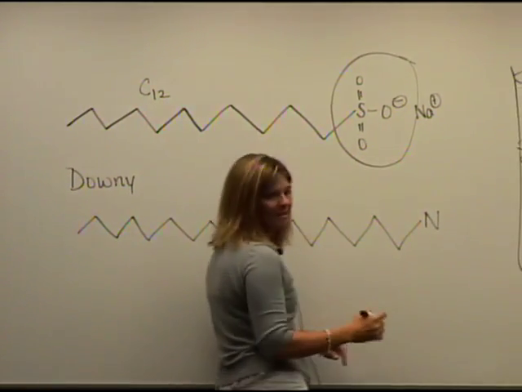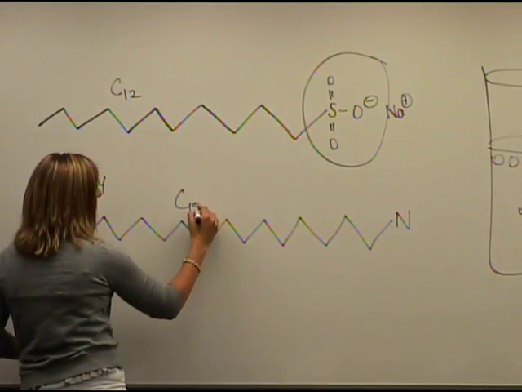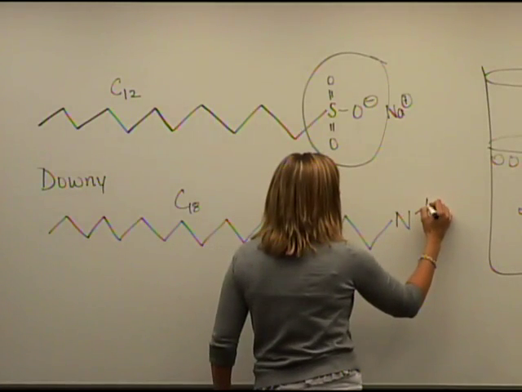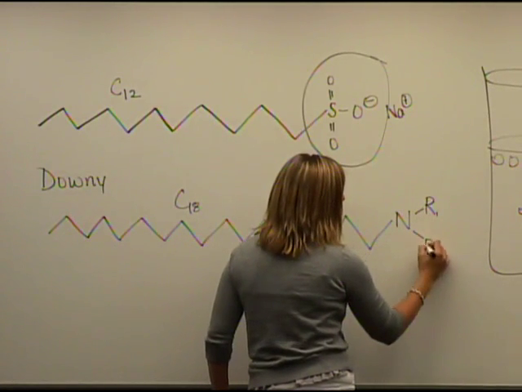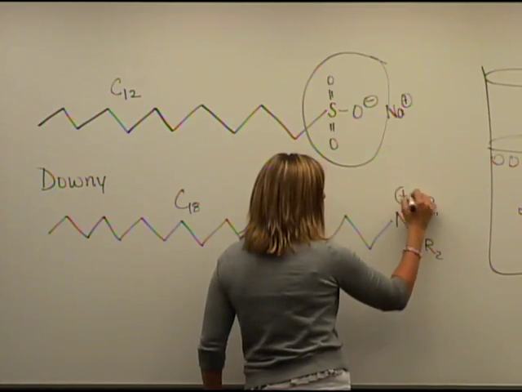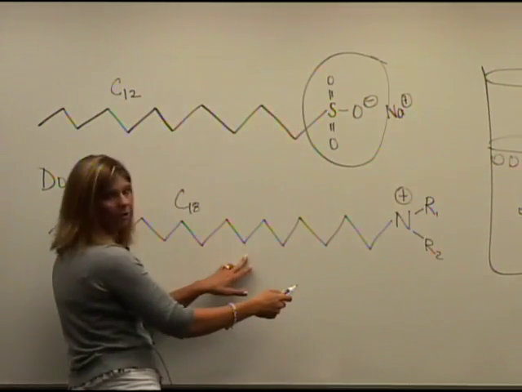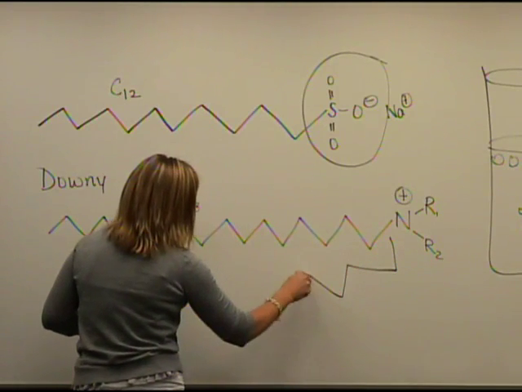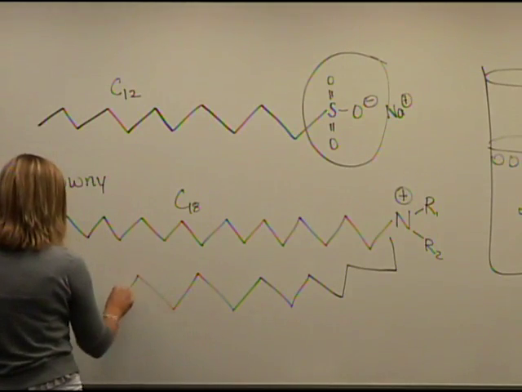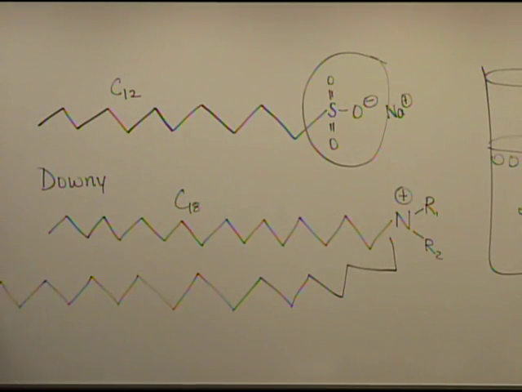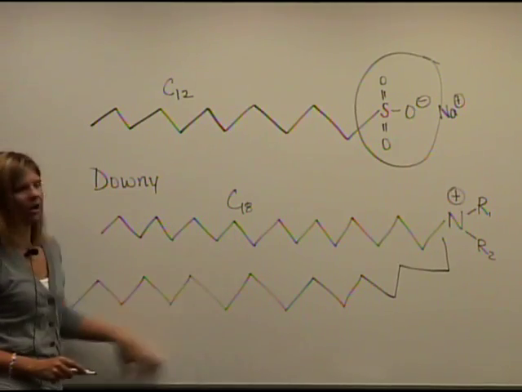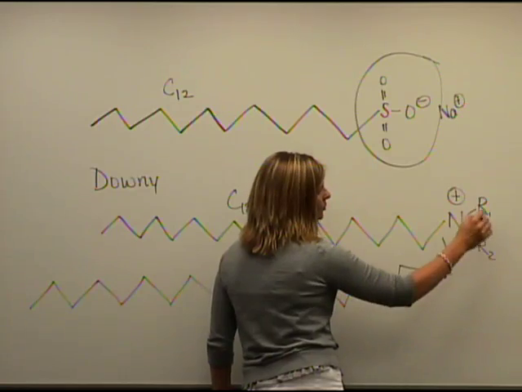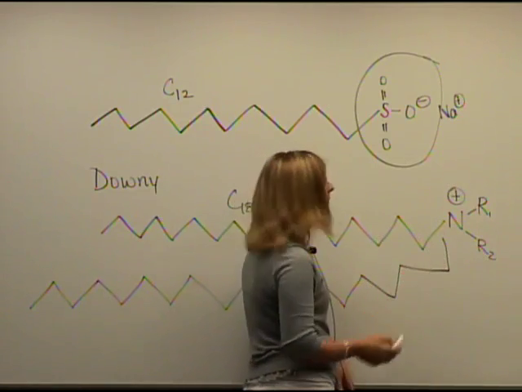In Downy, it's an 18 carbon chain. So this is a C18. That just means 18 carbon chain with all the hydrogens on it. And not only does it have one long hydrocarbon chain, it has two. All right, so I've got two long hydrocarbon chains attached to this nitrogen with two other groups, and we don't care if they're hydrogens or other carbon groups.